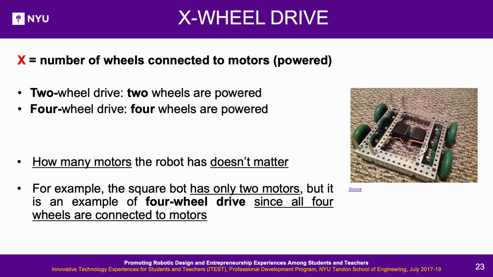The VEX Clawbot is an example of a 4-wheel drive since it is a 4-wheeled robot, in which all the 4 wheels are powered by the motors. Again, the number of motors does not matter.